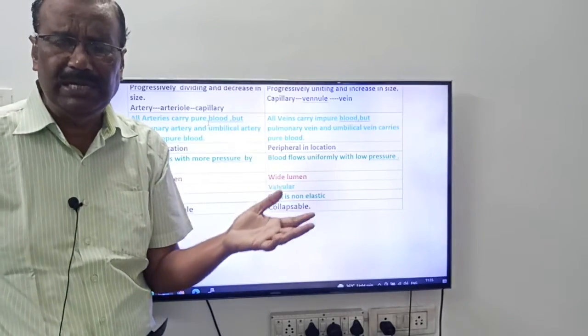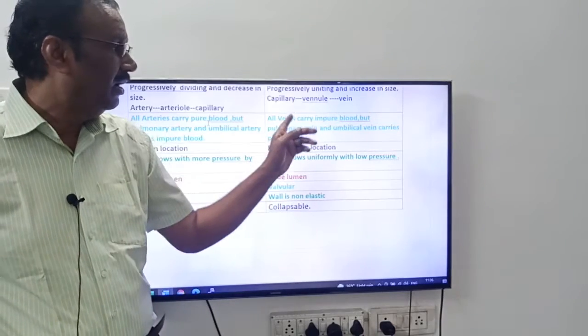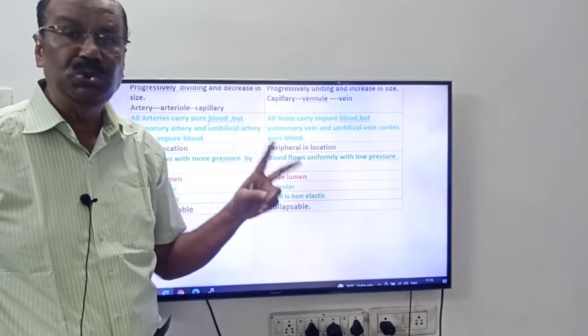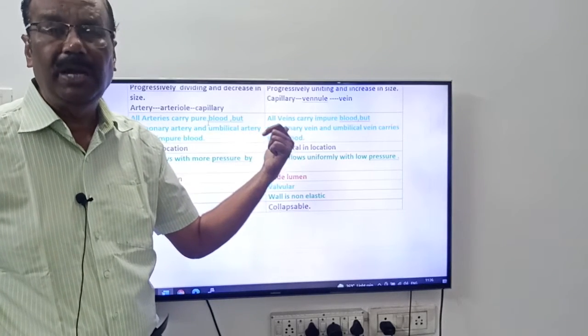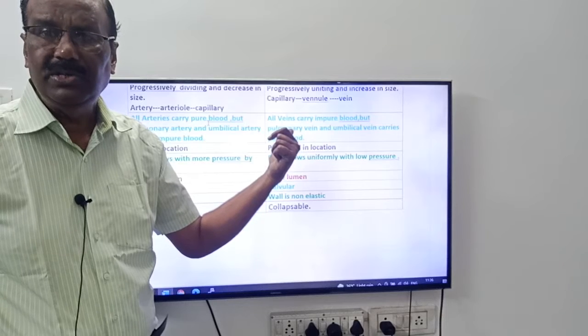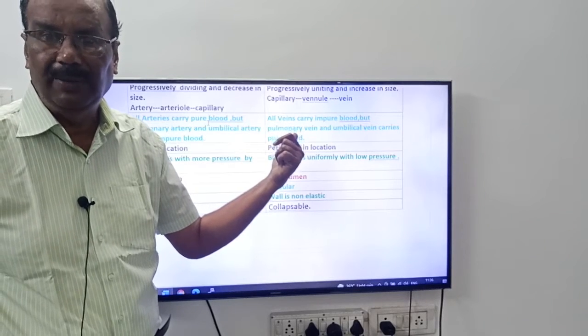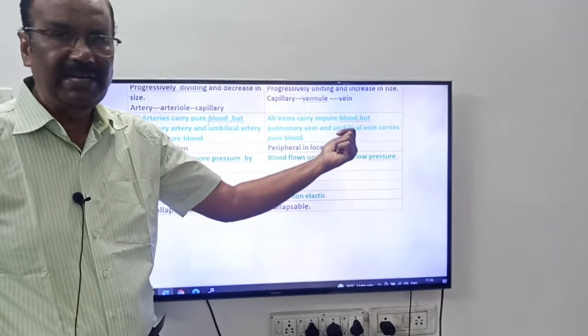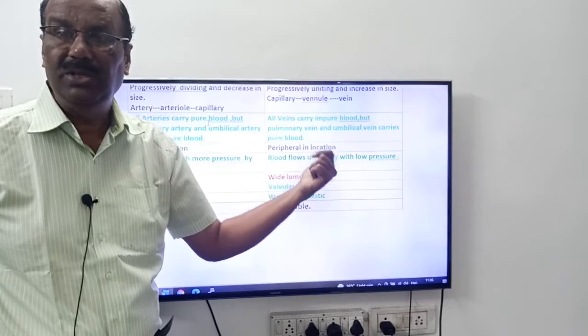You know what is impure blood? Carboxylated blood, deoxygenated blood. All veins carry impure blood, but two veins are exceptions. What are those two veins friends? Pulmonary veins carry oxygenated blood from lungs to the left atrium or left auricle. Like that, umbilical veins carry pure blood from mother to the fetus.